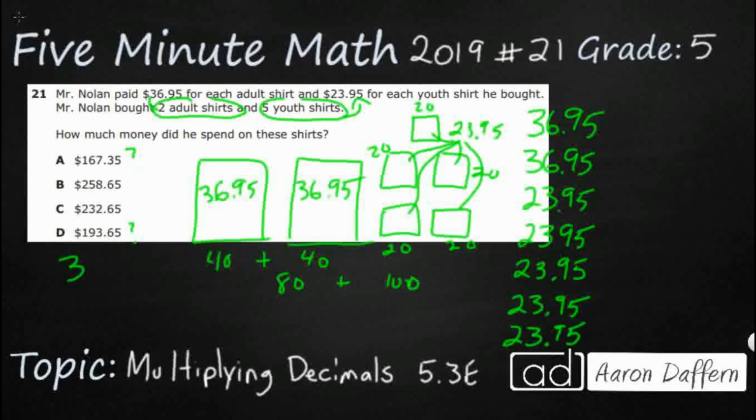I've got $36.95. This is the adult shirt, so there's 2 of them. I'm just going to multiply it by 2. So what we do when we do that is we just pretend like that decimal's not there. We just do 3,695 times 2. So 5 times 2 is 10. We've got 18, that's 19. That's 12, that's 13. And then we get 6, that's 7. So it looks like 7,390.